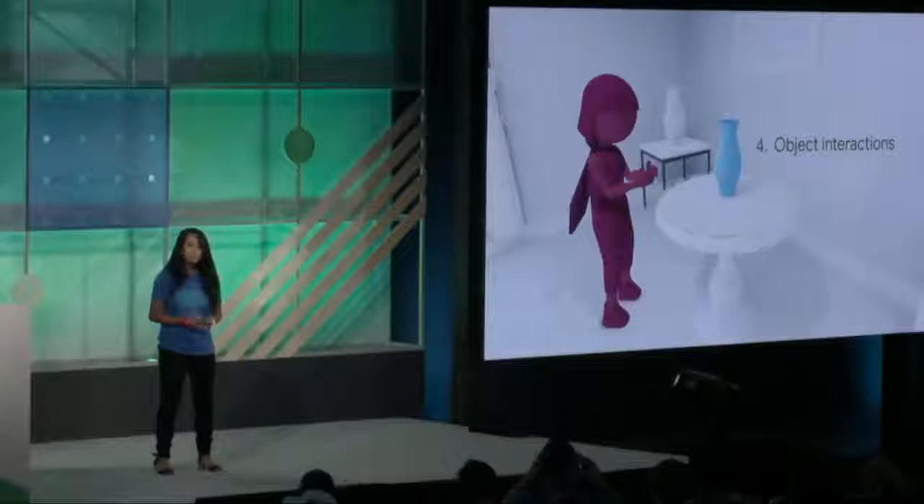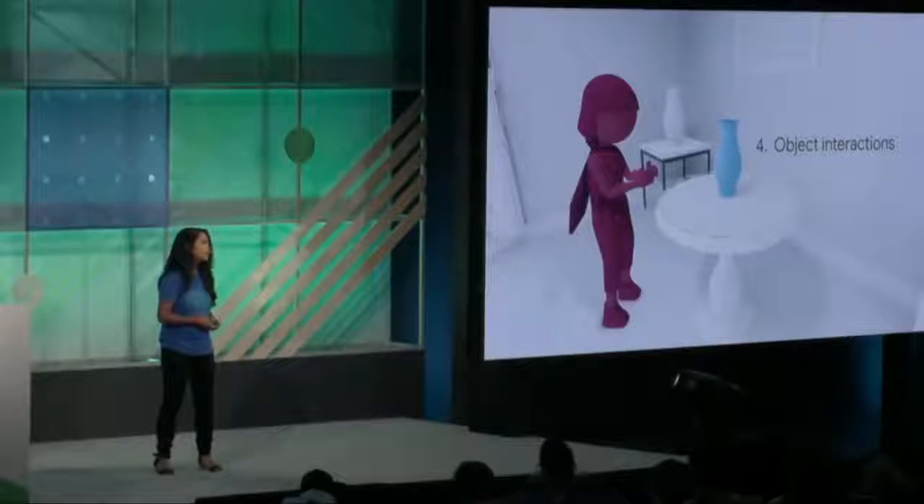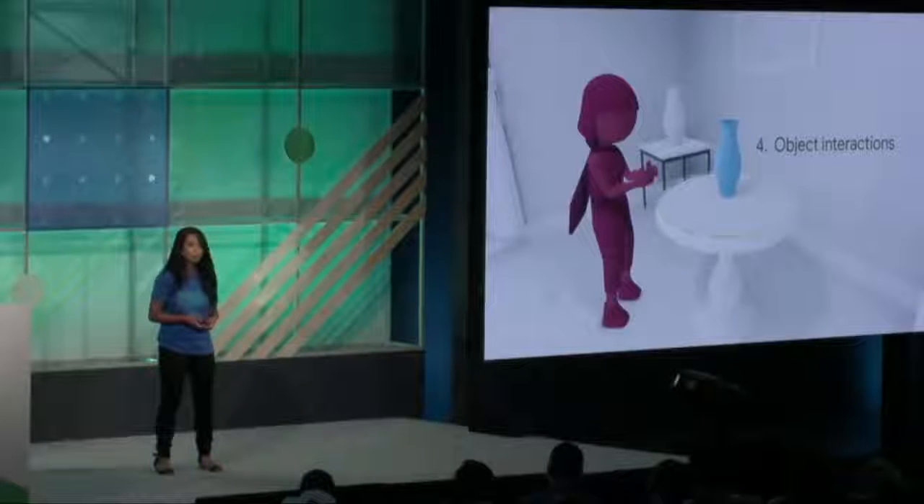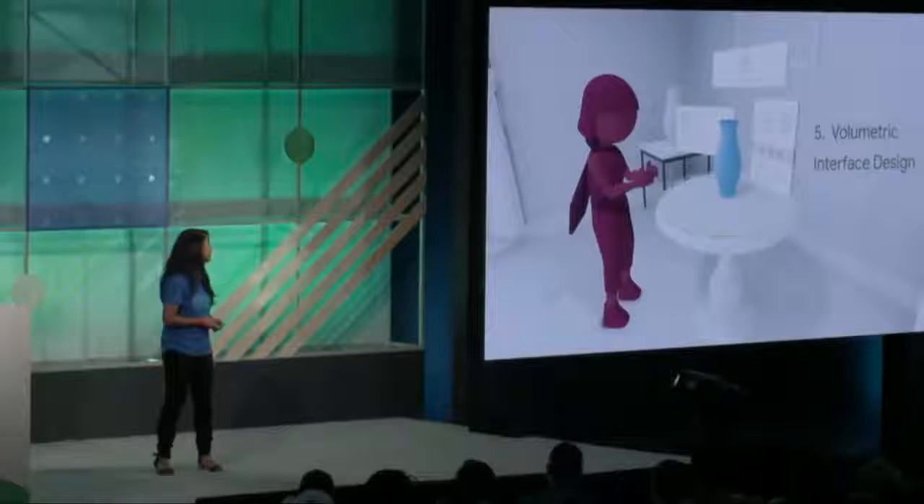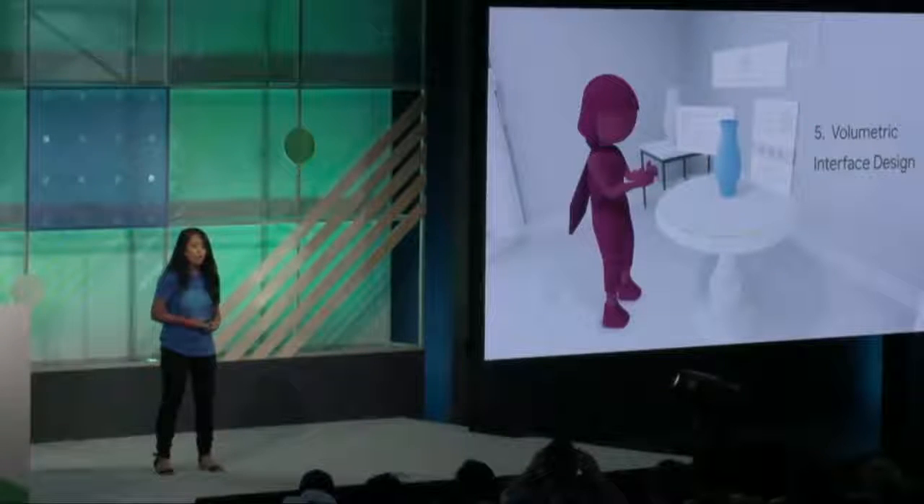When it comes to object interactions, design natural object interactions that convey the affordances and also the feedback so that users understand how these digital objects fit in the context of your real physical space. And when you're thinking about user interfaces, balance on-screen UI with volumetric interface design so that you're able to create an experience that is meaningful and usable for your users.